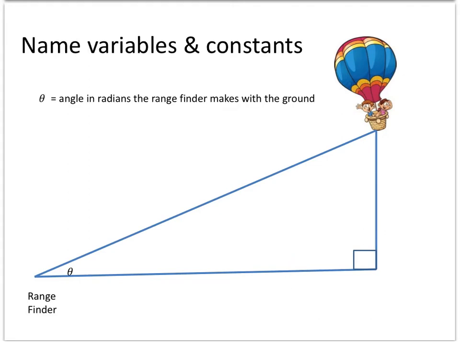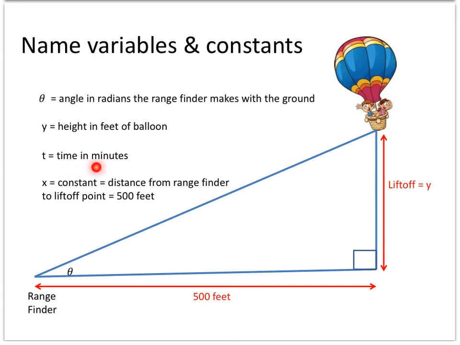And so I just start plugging in things that I know. I'm going to start plugging in variable names. I'm going to let theta equal the angle in radians the rangefinder makes with the ground. I'm going to let this liftoff from here to here be y, so that's my liftoff in feet. My t, time, is in minutes. It said to always use t. And then my x, I'm going to let be the distance my rangefinder is from liftoff. Well, they give me that. This was given a slide ago in this problem, that this is 500 feet.